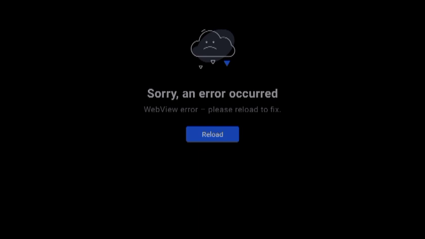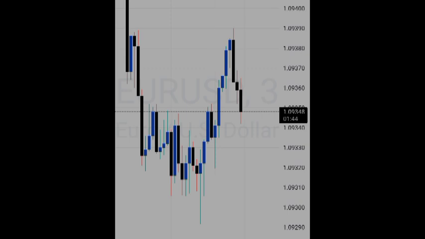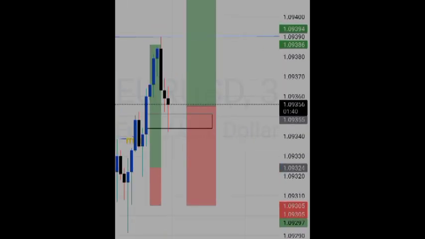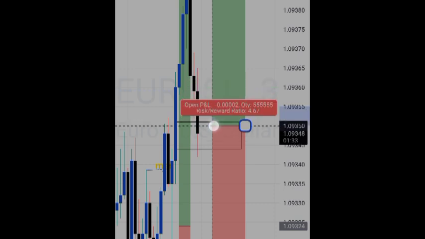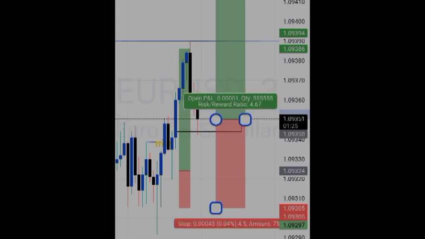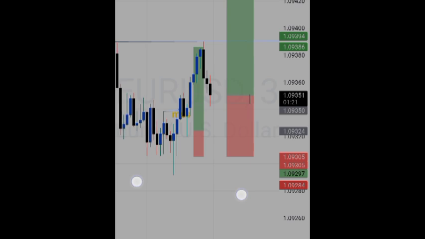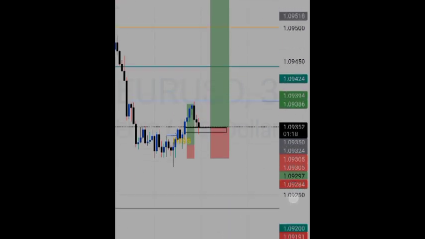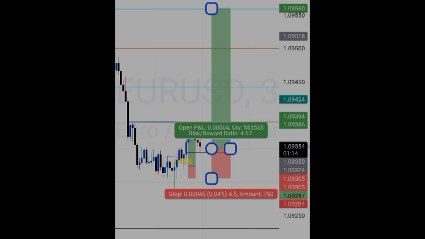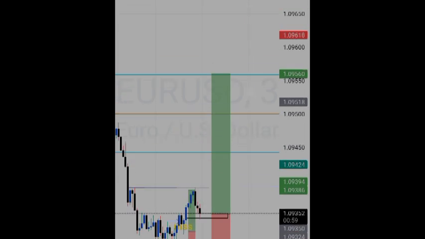1.09350. Good. You can see the reaction now. 350. Price move, yeah, 352. 4.5 stop loss. Although I would like to put my stop loss, so I'm targeting the next liquidity. If it's $1 I'm using, I'll get $4. But since I'm using, let's say half cent, I'll get $2. Let's just see.